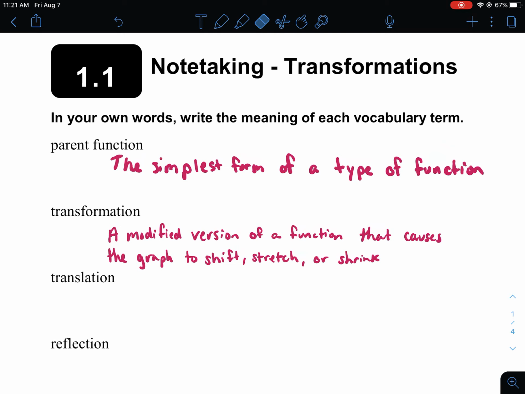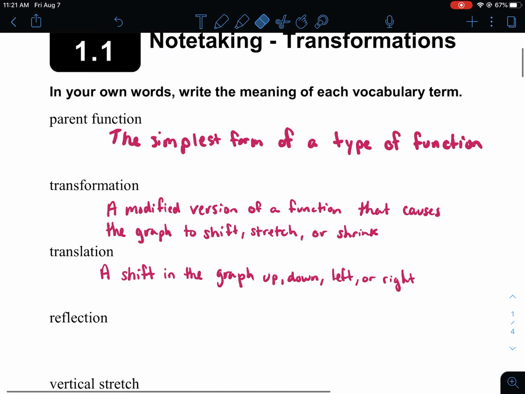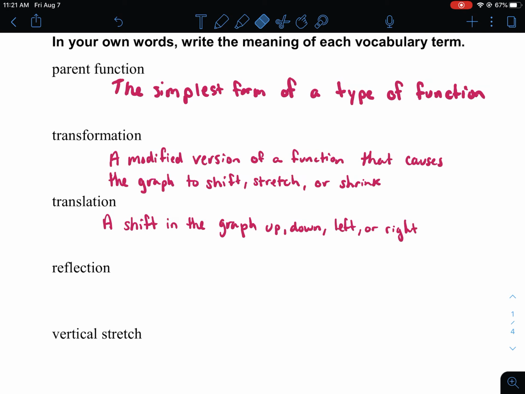So that's a transformation. A translation, this should be familiar from geometry, is where something can be moved up, down, left, or right. So the graph itself looks the same. It just is moved around a little bit, almost like you took your fingers and just moved it. Translations are just shifts in the graph up, down, left, or right.